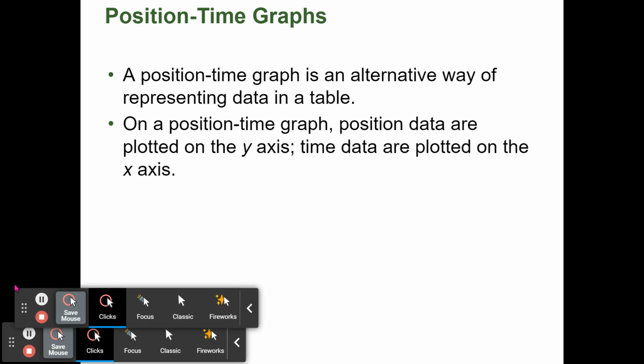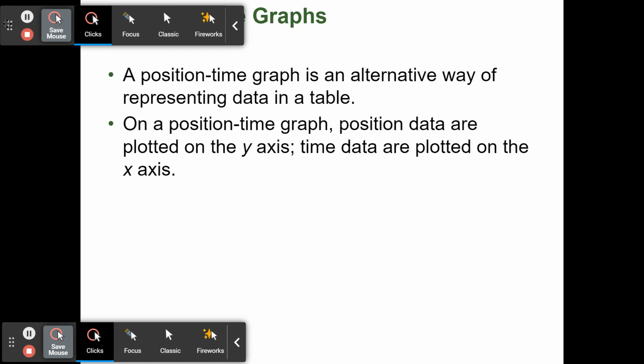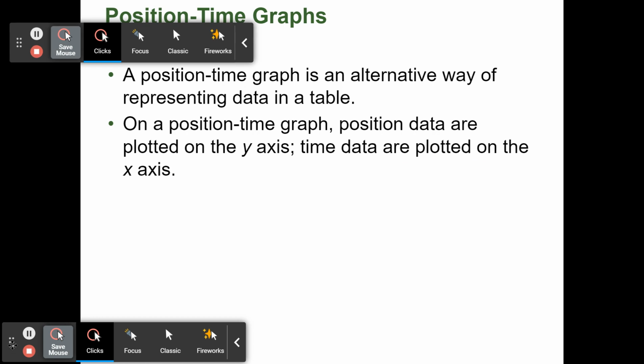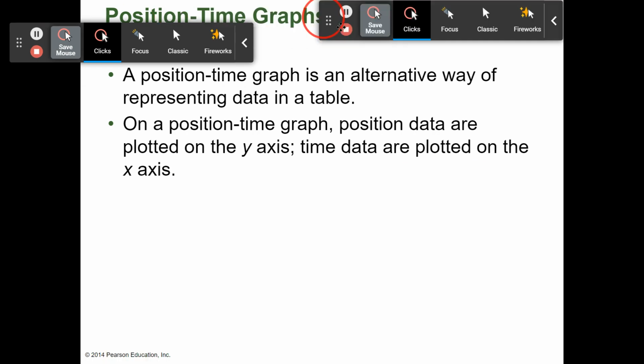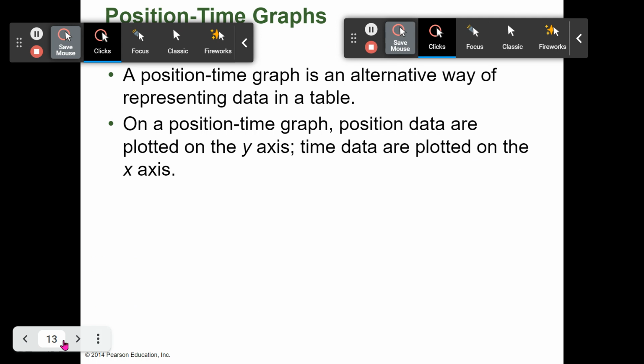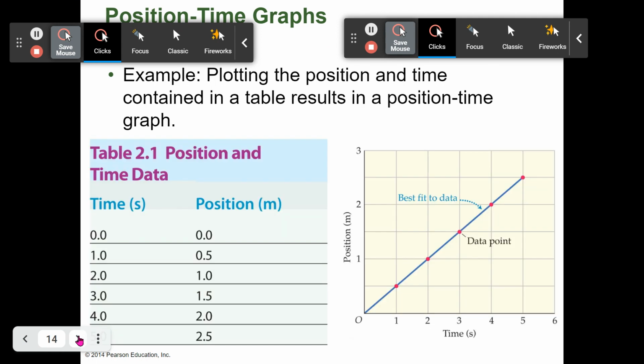Not sure why I have two of these, but I do. So here are some examples. Here's our data table. We're timing something for 5 seconds, and here is how its position changes in that 5-second time interval.